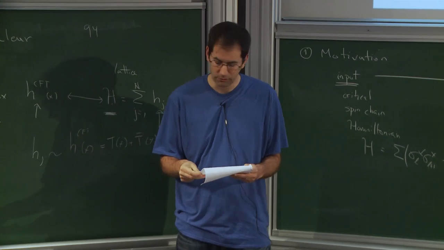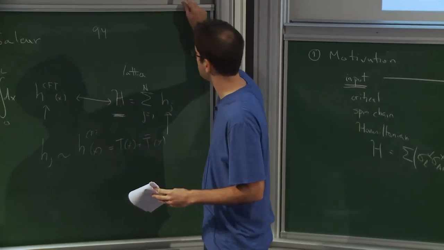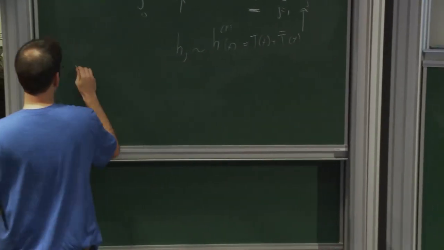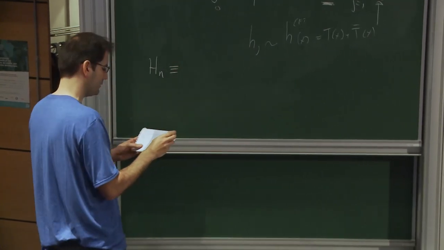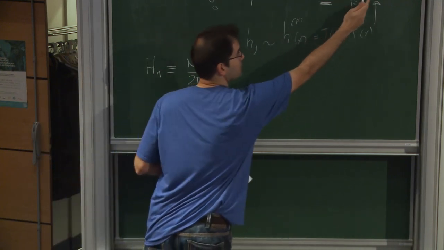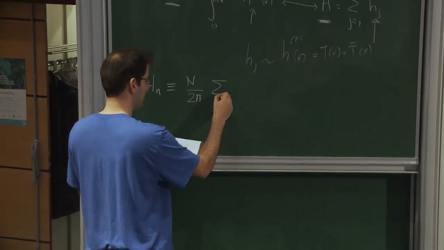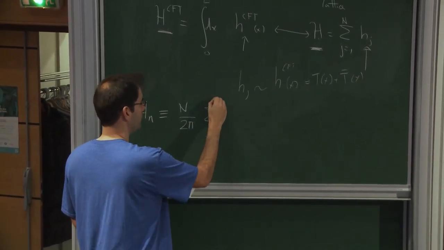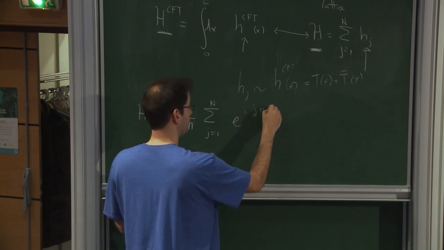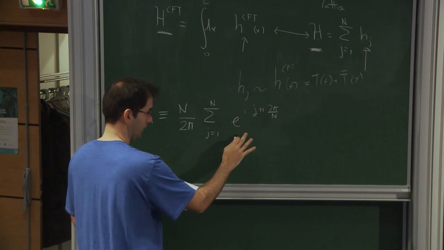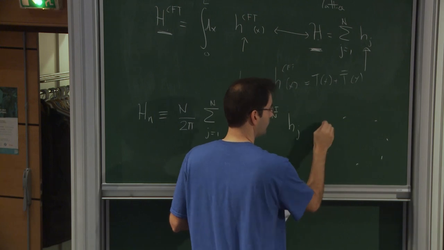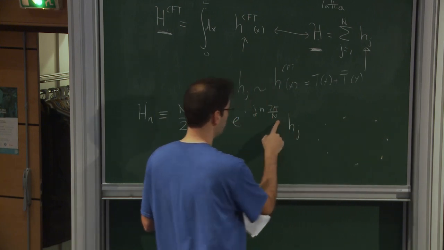Well, first let me just define the only object we will need, it's going to be HN. I'm going to define HN by taking Fourier modes of the Hamiltonian term here. So, the sum over the lattice sites j from 1 to n of e to the i j small n 2 pi over n. So I'm just taking this Hamiltonian term here, here, here, here. I'm adding them but putting a phase.